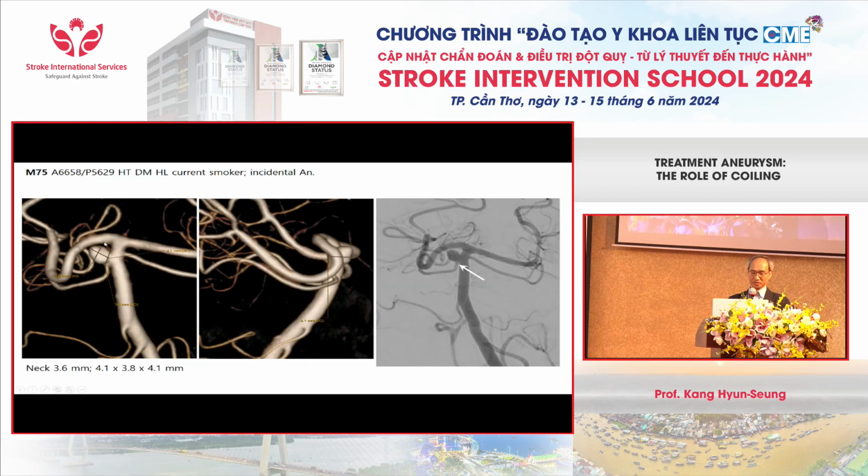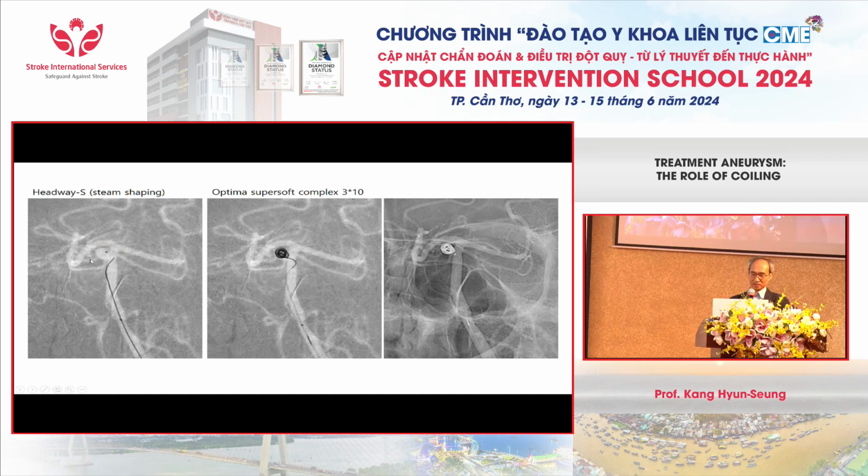This elderly patient presented with an unruptured superior cerebellar artery aneurysm. So our target should be the treatment of the aneurysm and saving this branch.